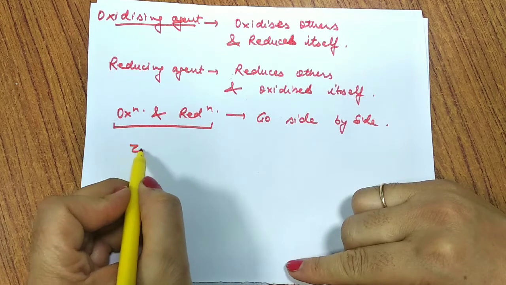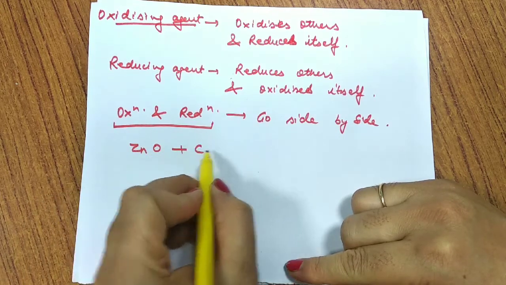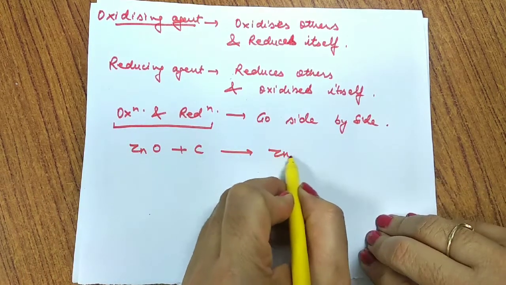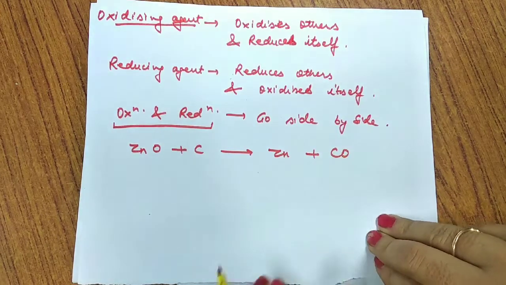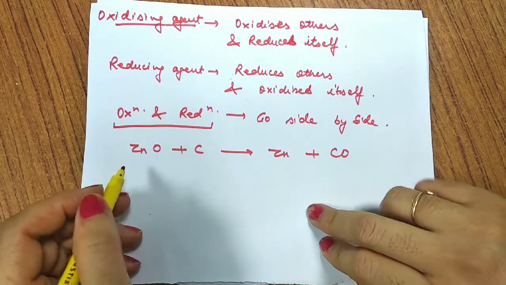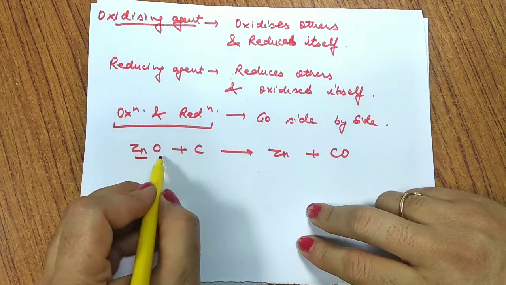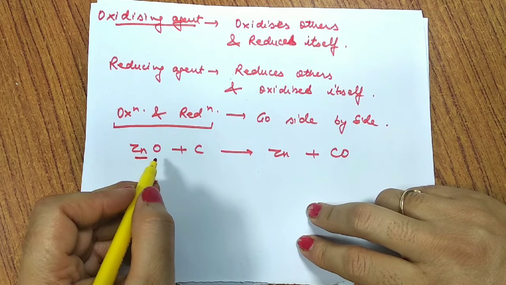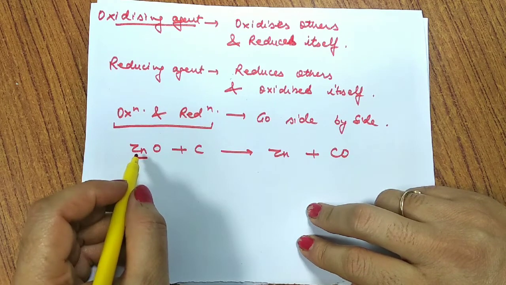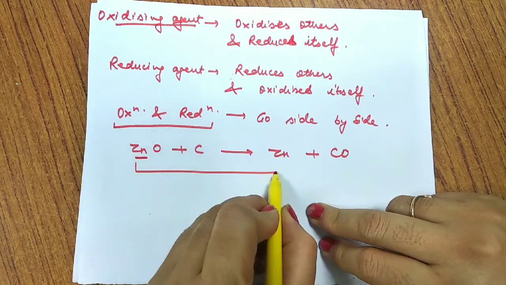Suppose I'm talking about a reaction. I'll take ZnO and add carbon to it. It changes into zinc plus carbon monoxide. In this case, we have seen that zinc loses its oxygen. So removal of oxygen takes place, so it is zinc which undergoes reduction.